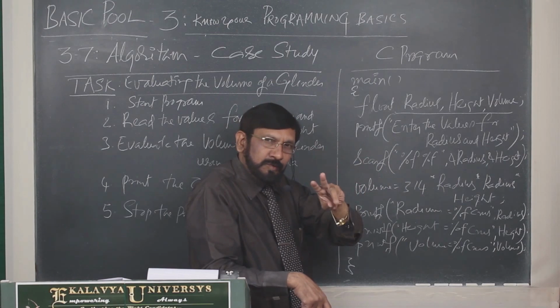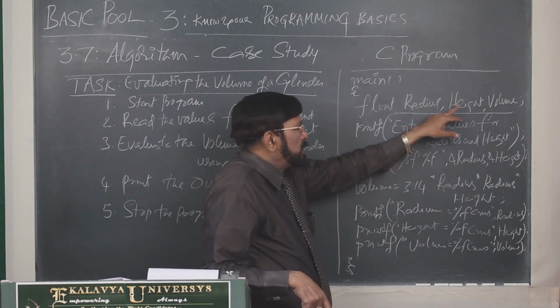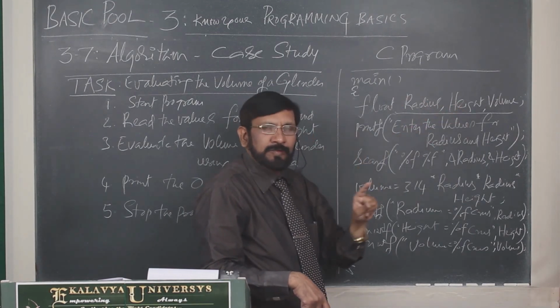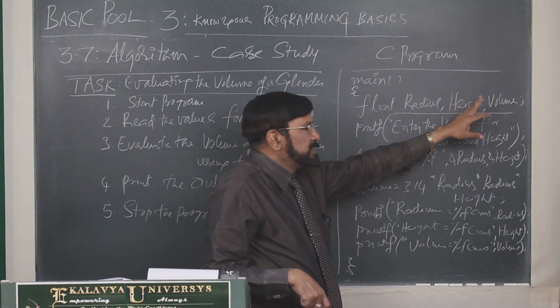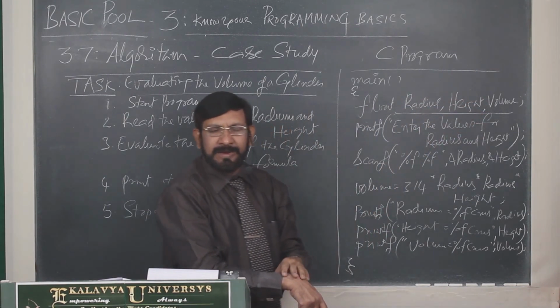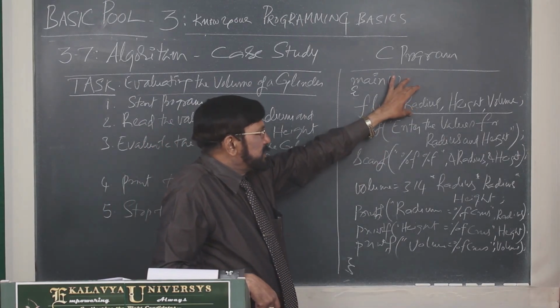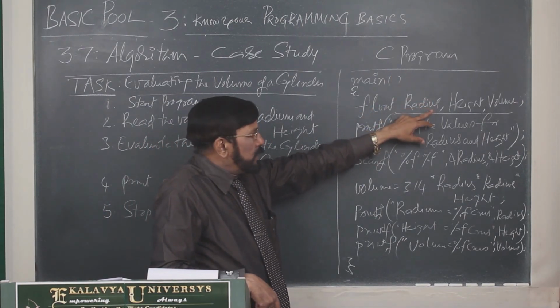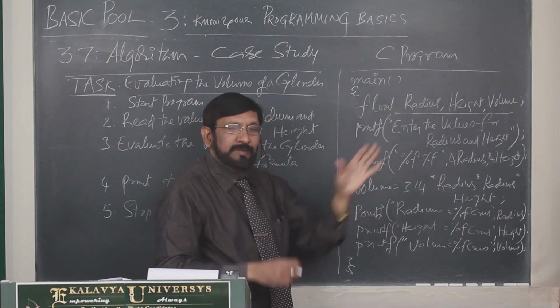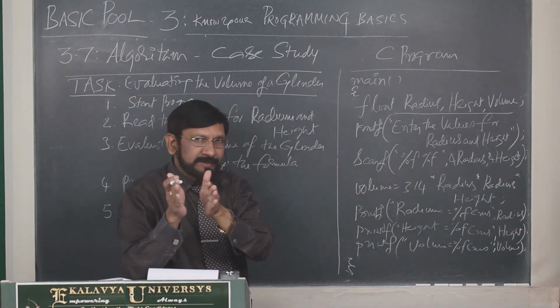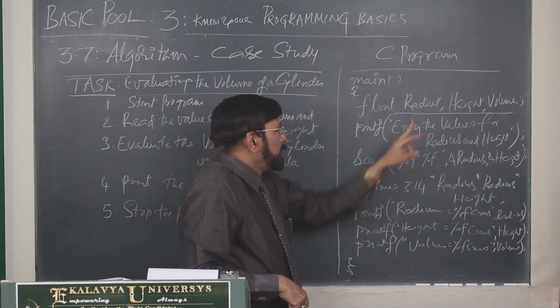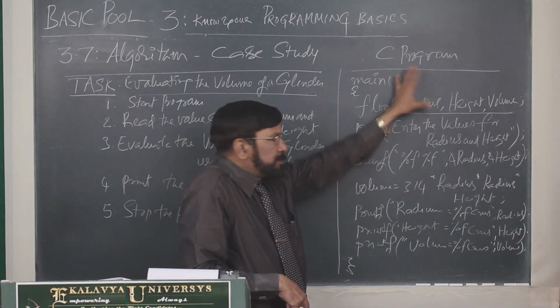That's why we want three values. Two values, radius and height, are input values, and volume is the output value. Ultimately, at the end of that, we should have three values. That's why three containers we are declaring here. We are keeping ready three containers, that you understand. Okay, this is a program builder.